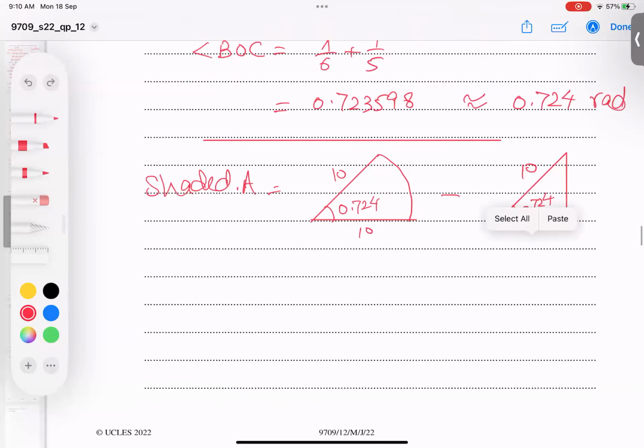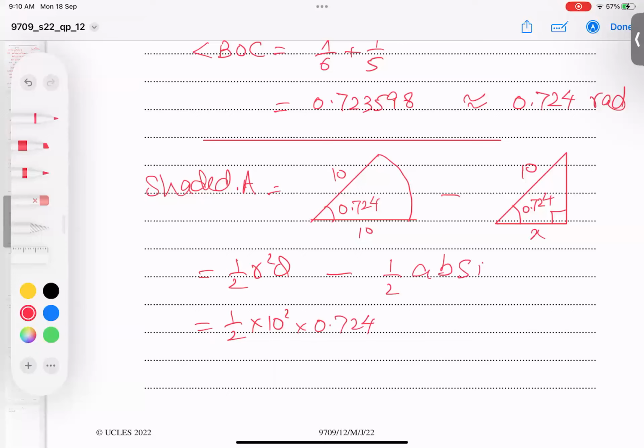And how to get the sector area? Half r square theta, which I can plug in simply. R is 10, you can see, and theta is 0.724. And from the full sector area, subtract the triangle area. So the area formula is half into base into height, or if I need this x, then I use half into AB sine theta. And A will count as x, and B is 10, and then sine theta.